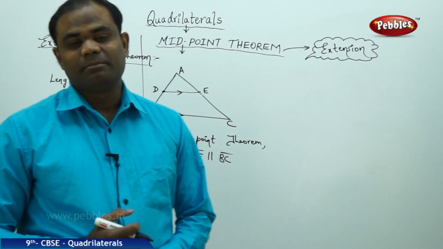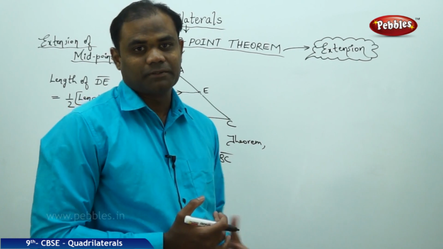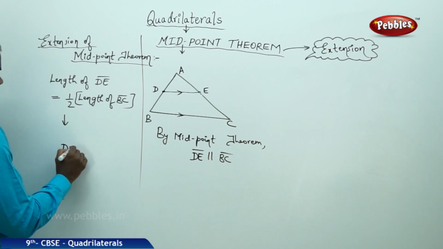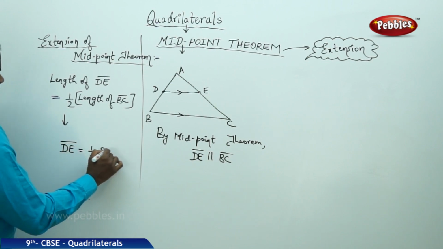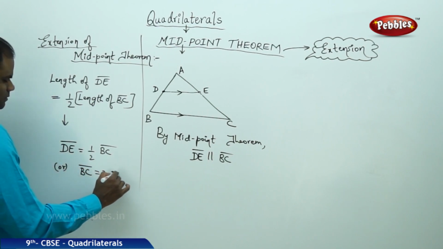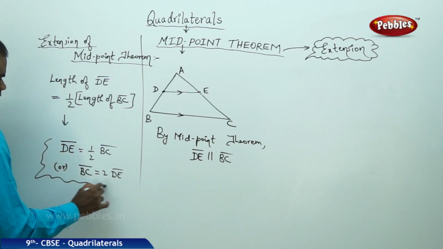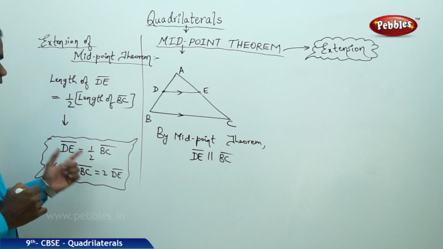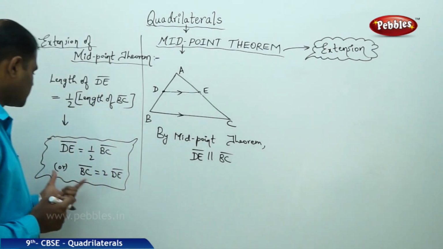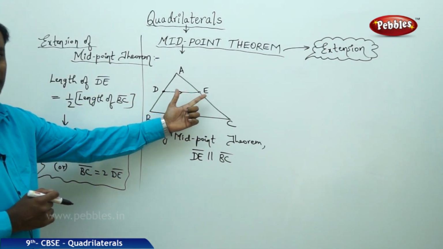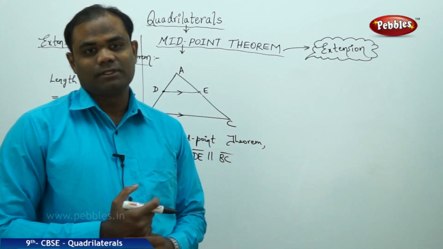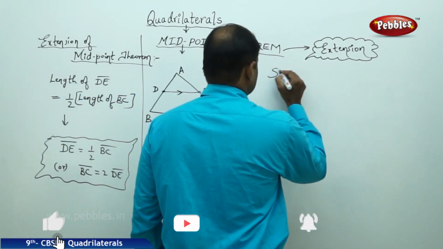This is how we understand the midpoint theorem connected with the extension. So here simply I can write this as DE is half BC, or I can also write this as BC is twice of DE. This is how I understand the extension. So my theorem for extension says if a line joining the midpoints of two sides of a triangle is parallel to the third side and also is exactly half of the third side. So my statement goes like this.